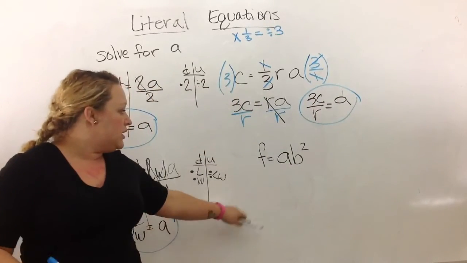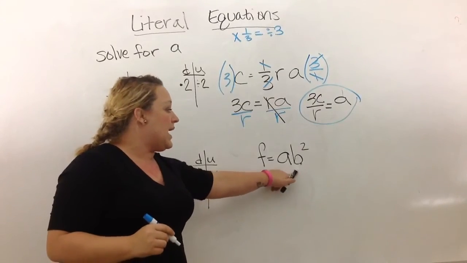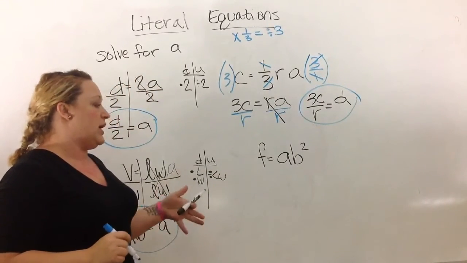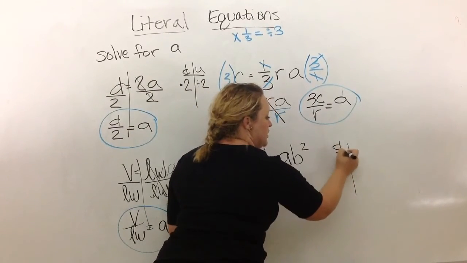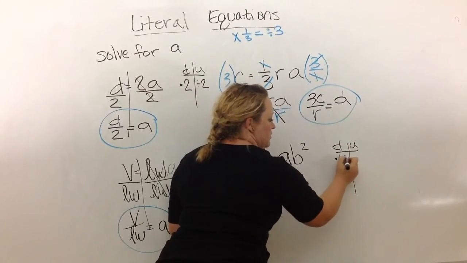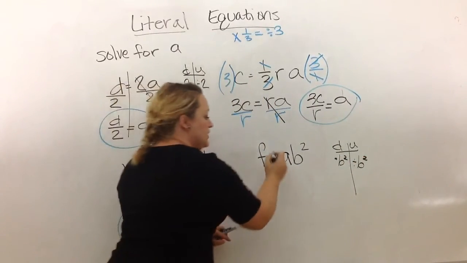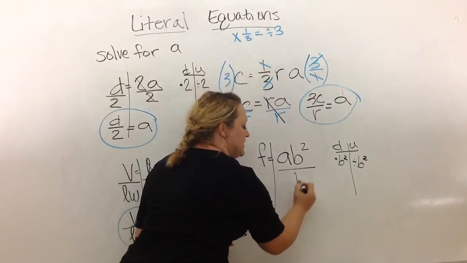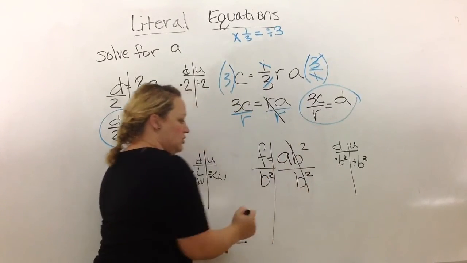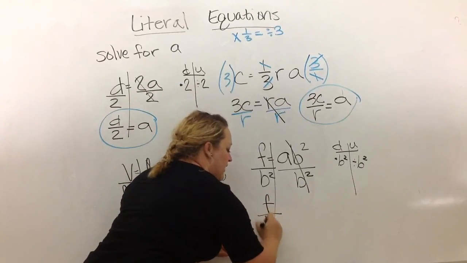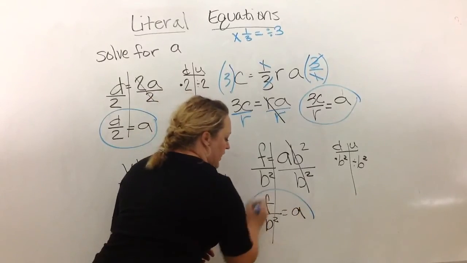Alright, now we're going to go look at this bottom one. So I'm looking at A. A is being multiplied by B squared. Again, if you want to do the undo chart, you can. You don't have to. It's up to you. The opposite would be to divide by B squared. So again, both sides of the equal sign have the same thing happen to them. These would cancel. So now I'm left with F over B squared equals A. And that's how we solve for A.